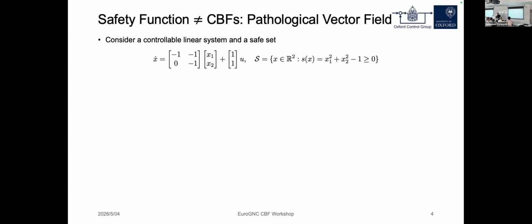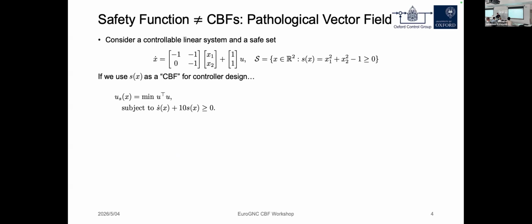So this is a very simple case, right? We have this linear system, and you can easily tell it's a controllable linear system. And here we have a specification of the safe set, which is outside of a disk. The disk is given by x1 squared plus x2 squared greater or equal to 1. Very simple. Well, if we simply use this S of x as a barrier function for control design for the linear system, what will happen?